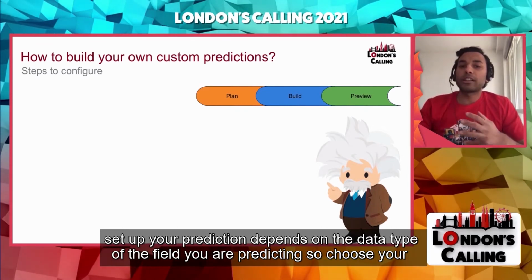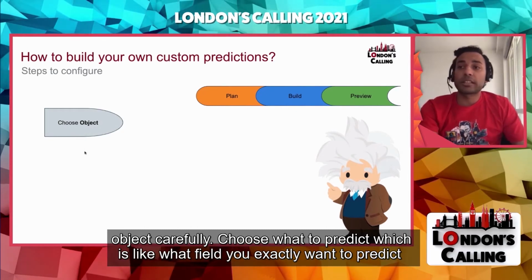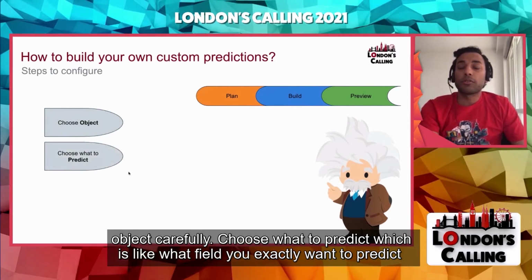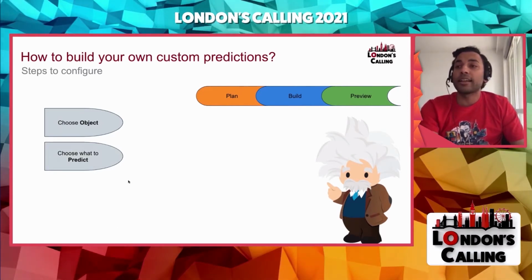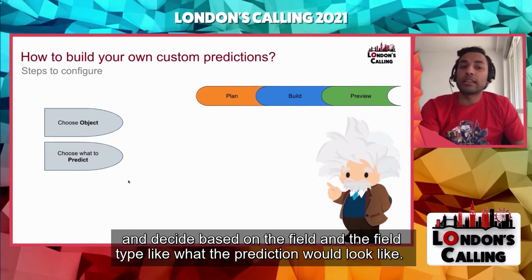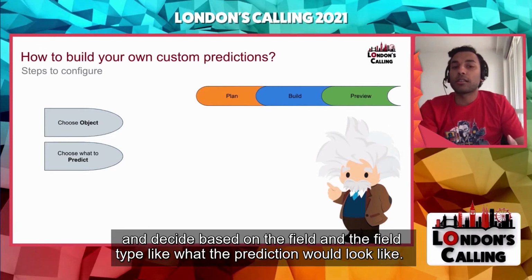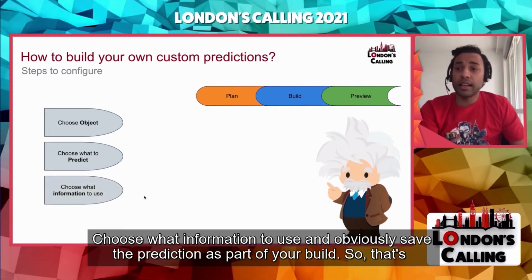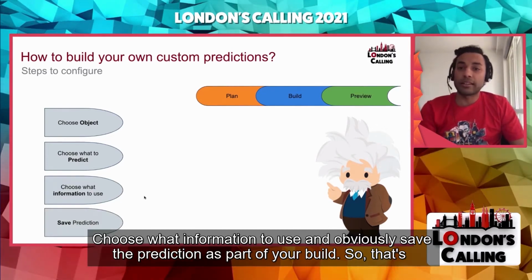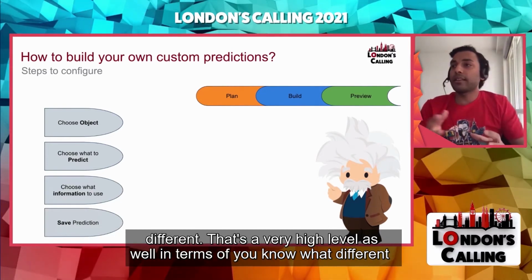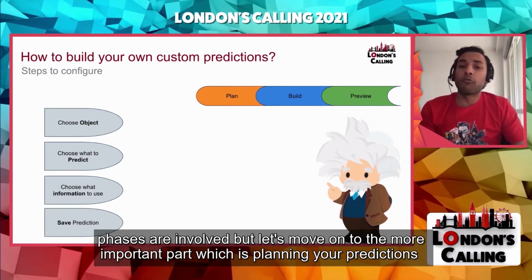How you set up your prediction depends on the data type of the field you are predicting. So choose your object carefully, choose what to predict, which is exactly what field you want to predict, and decide based on the field and the field type what the prediction would look like. Choose what information to use, and obviously save the prediction as part of your build. That's a very high-level view of the different phases involved.